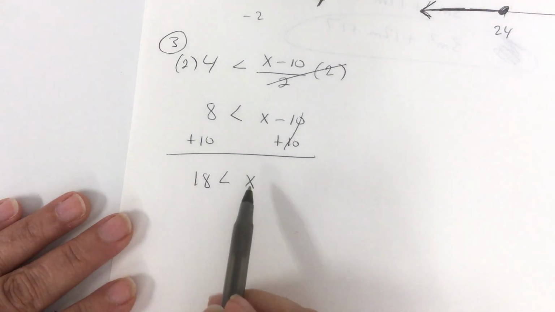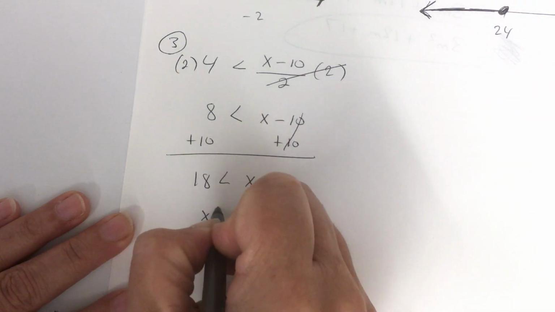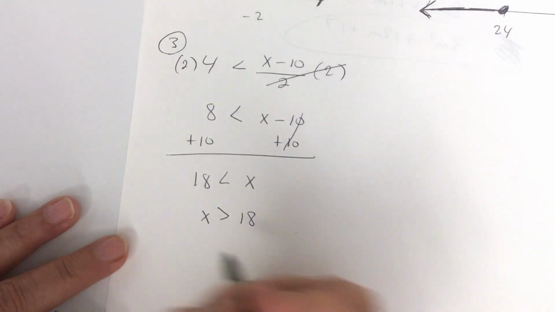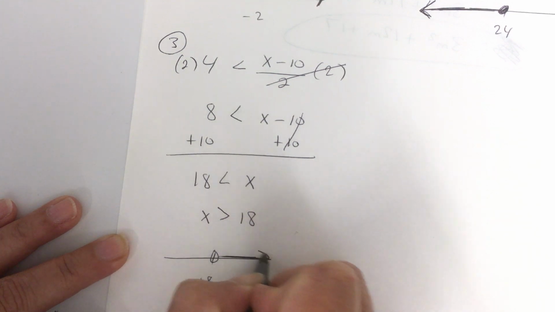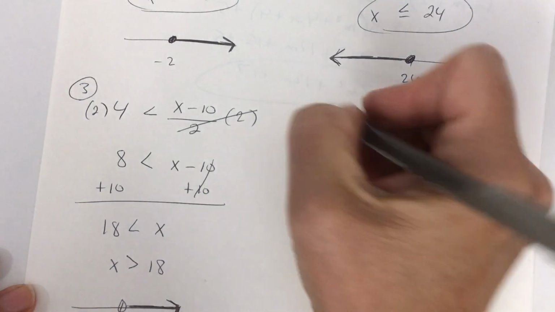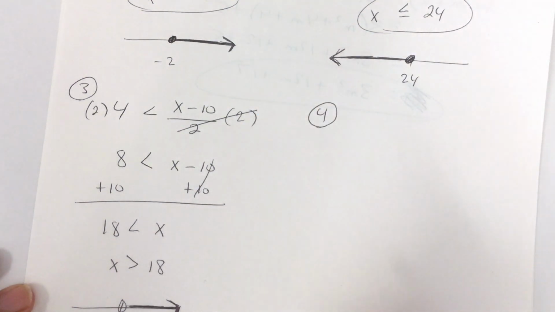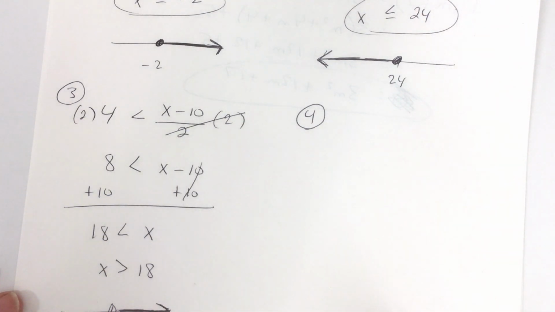Now, when I go to graph this, I like to have my x first. So if 18 is less than x, then x is greater than 18. So open circle, shaded to the right. Okay. Example 4. Hopefully this is really familiar to you because this is all the same steps that we did when we solved the equations. The only thing we have to worry about is multiplying or dividing by a negative number.